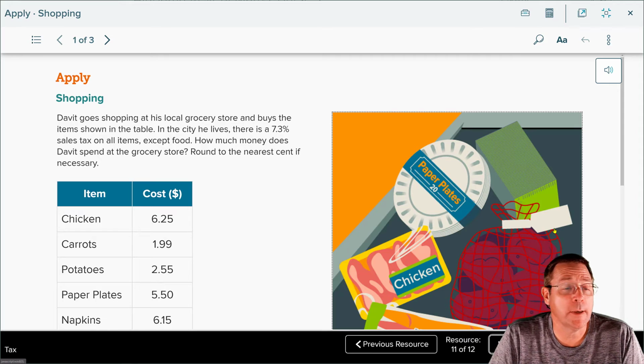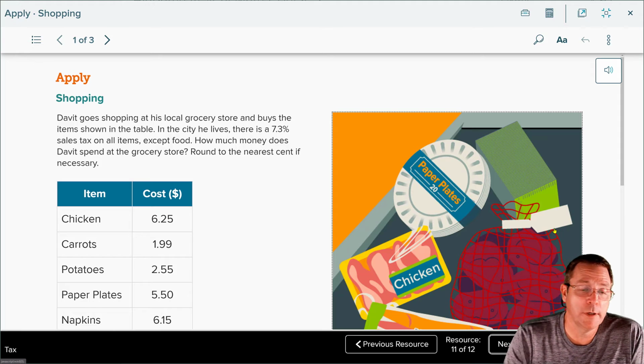Dealing with shopping, David goes shopping at his local grocery store and buys the items shown in the table. In the city he lives in, there's a 7.3% tax on everything except food. How much money does David spend at the grocery store? Round to the nearest cent.